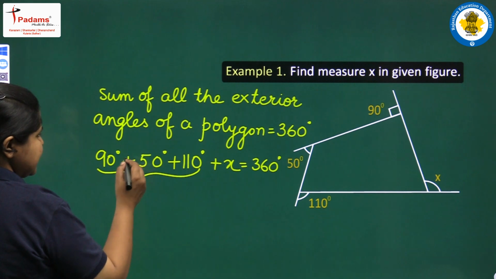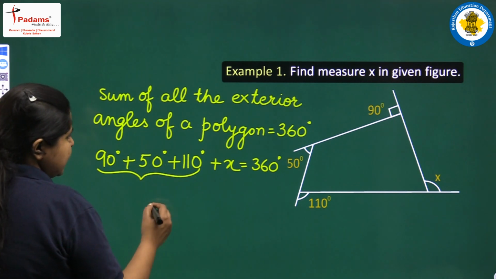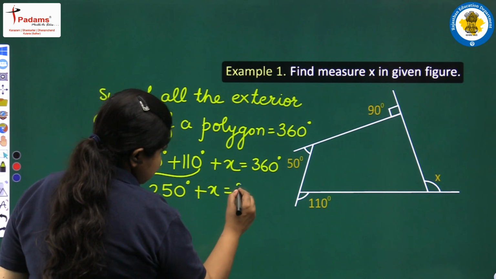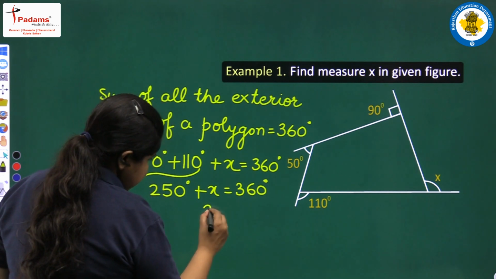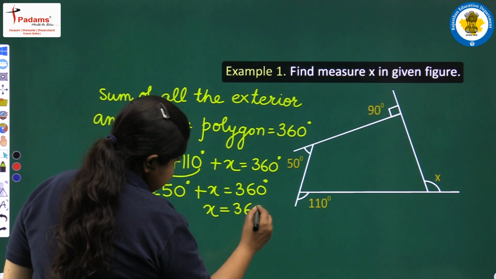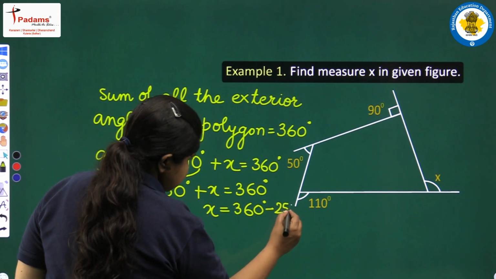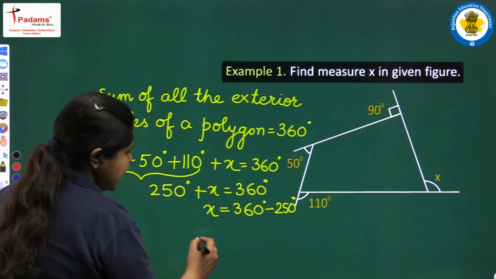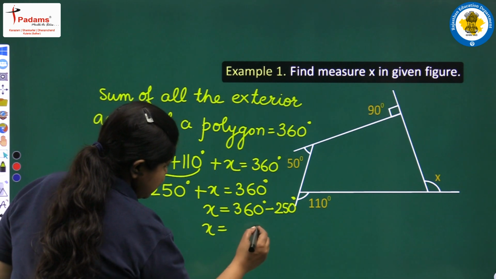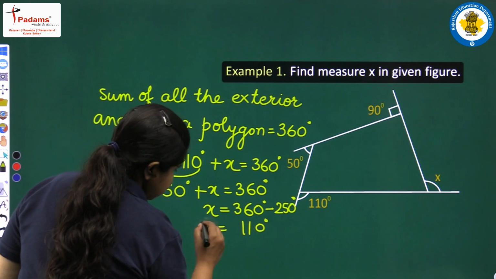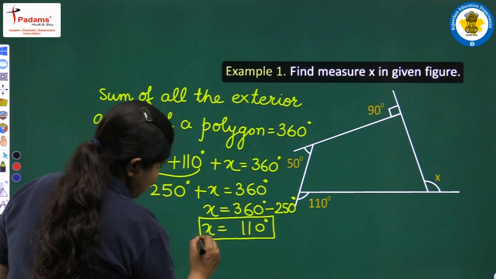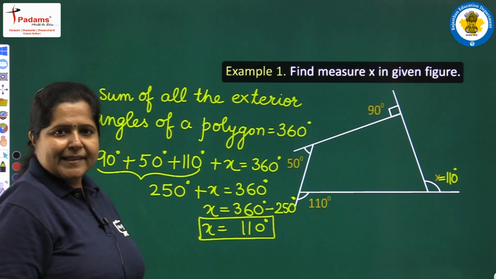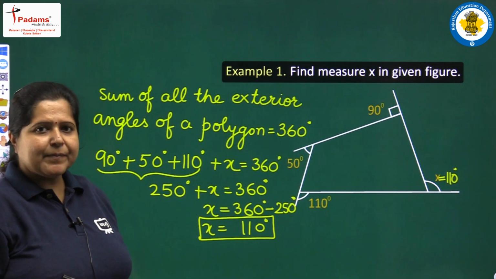Let us add 90 plus 50, it is 140, 140 and 110, it is 250 degrees, plus x is equal to 360 degree. This will give us x equal to 360 degree minus 250 degrees. We are transposing this 250 to the RHS, it will become minus 250. This gives us x equal to 110 degree. So, this fourth exterior angle is equal to 110 degree. Is it okay? Then we have another example.